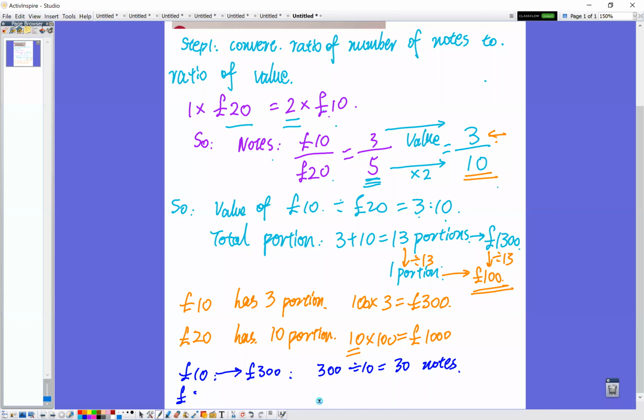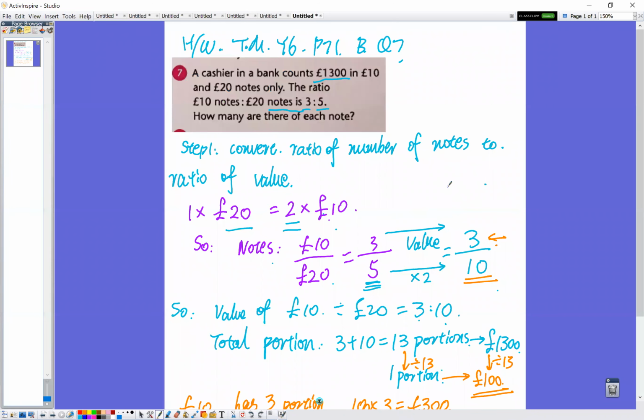And the £20 note, how much money is that? We have £1,000. So we use 1,000 divided by 20. We have 50 notes. This is quite a difficult question. Not many people know how to do this one. This is what we have done now.